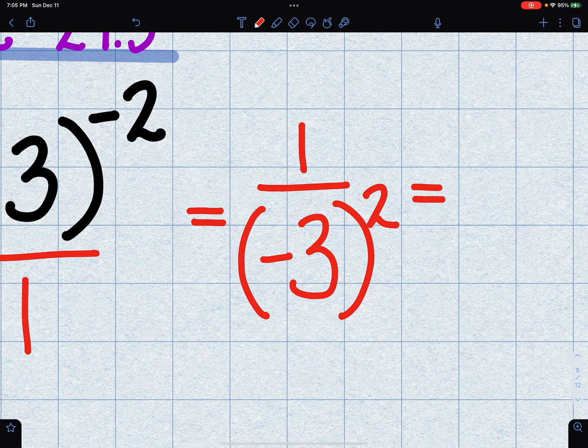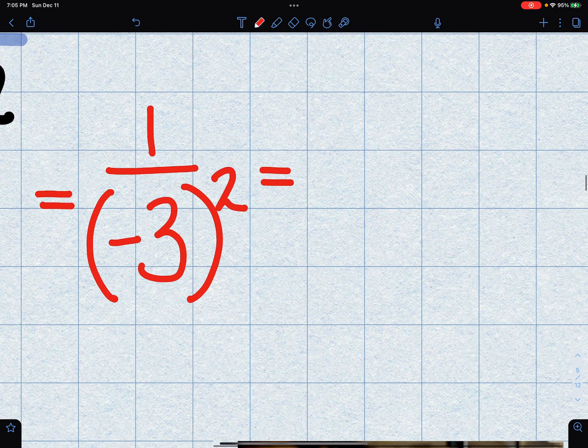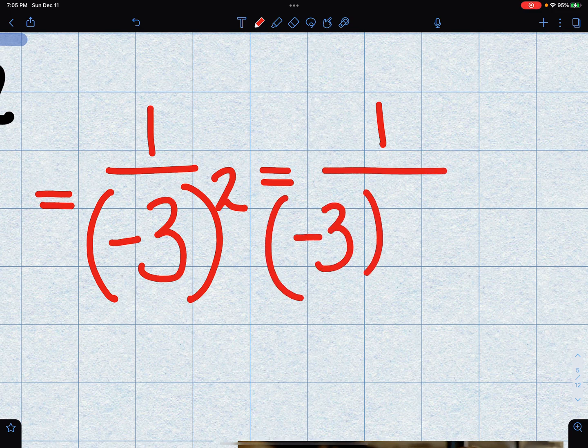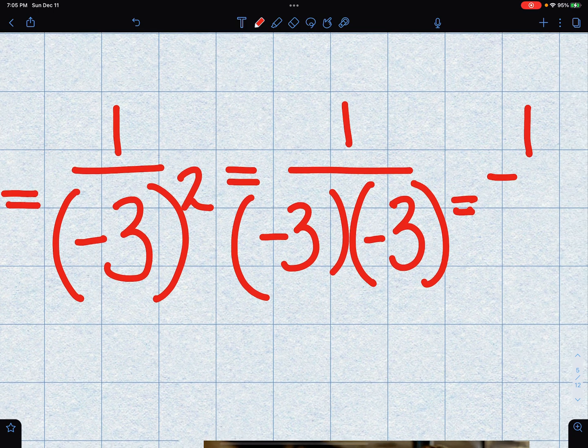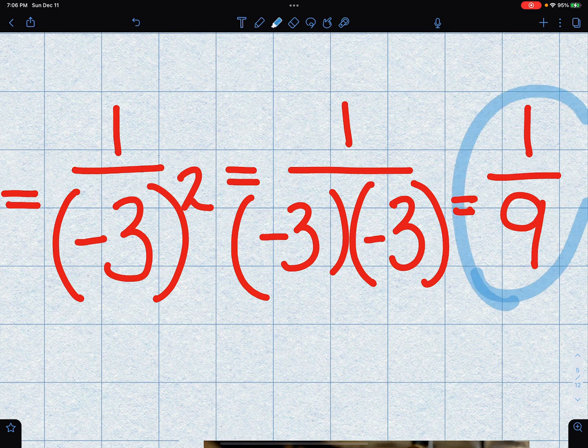Now this is the same as 1 over negative 3 times negative 3. What's negative 3 times negative 3? It's 9, because a negative times a negative is a positive. So it's 1 over 9. That's my final answer, 1 over 9.